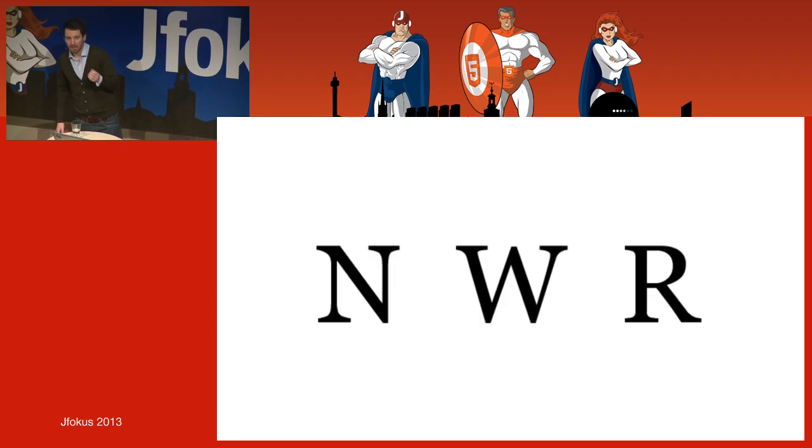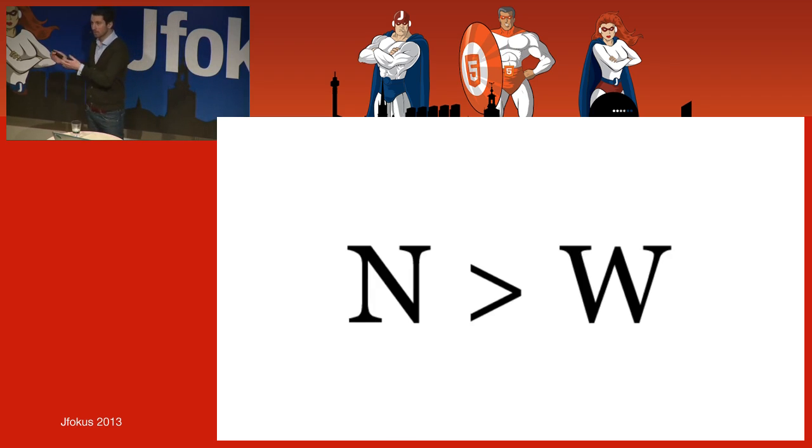N says how many nodes you're going to read from or write to. W says how many nodes should have successfully written before you consider it a success. And R says how many nodes you should have successfully read from in order to consider it a success.